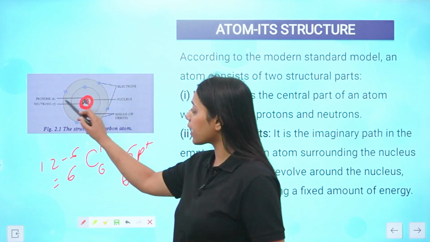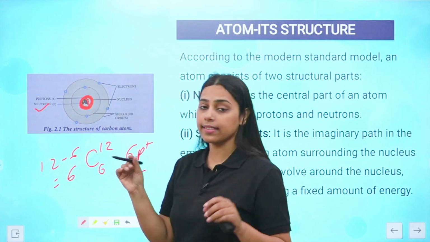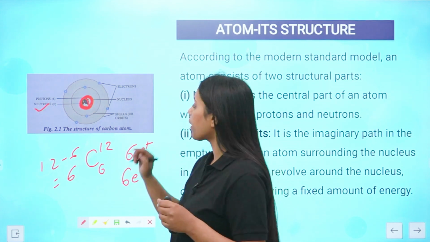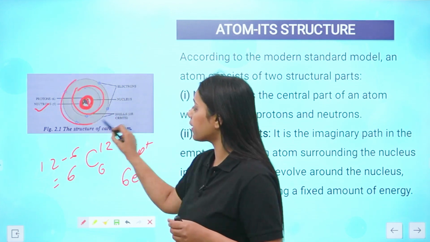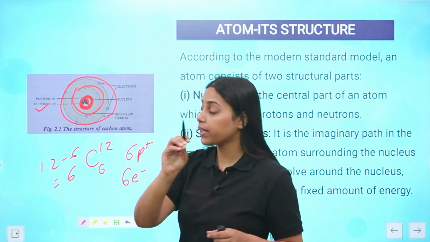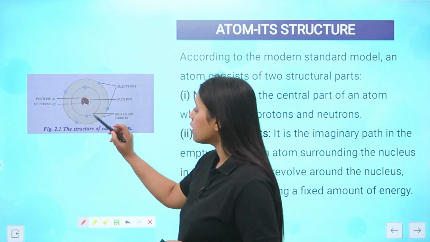So neutrons and protons constitute the nucleus of an atom. In this case, 6 in each case of this carbon atom. And this is the nucleus, and these concentric rings are the paths representing the shells or orbits in which the electrons will be revolving.